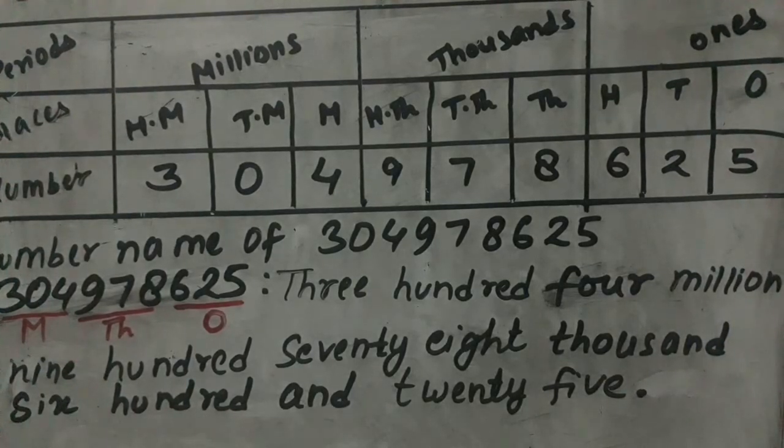Full stop. So in this way the number name of this number is 304,978,625. So students, I hope you have understood today's class very well.